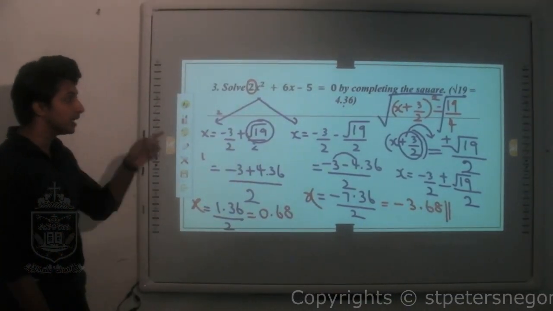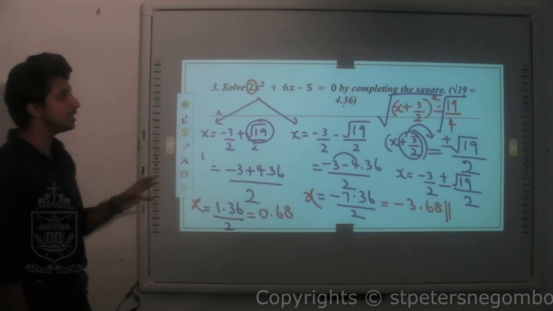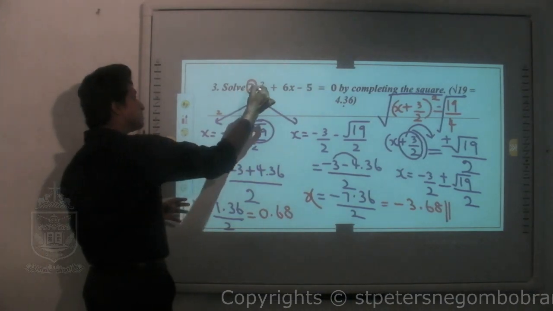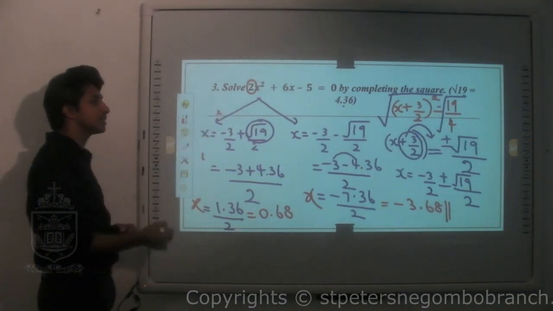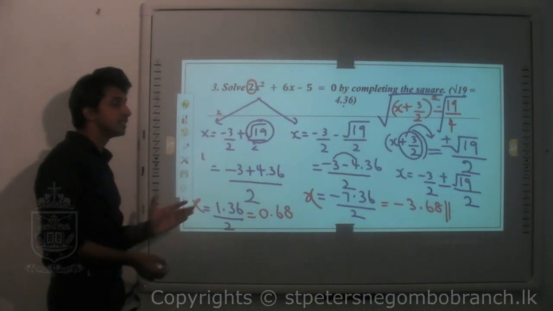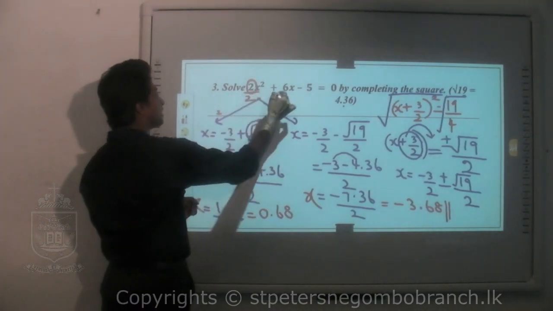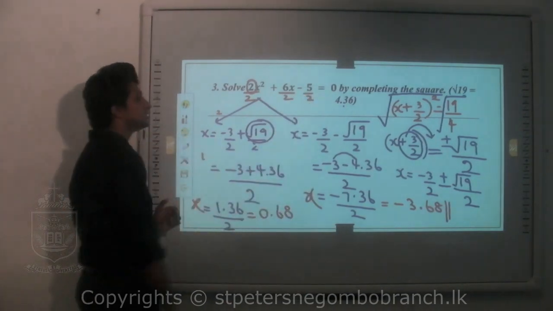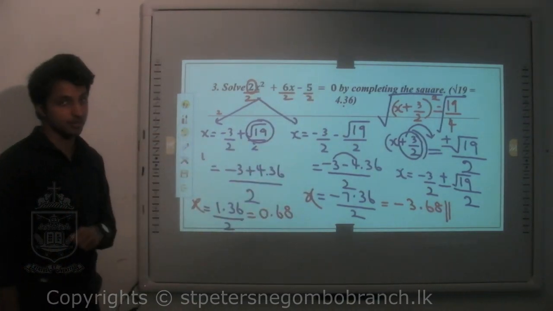So those will be the two answers I will get for the value of x from the completing squares method in this question. The only change we made in this question was that because it had another number in front of x squared, we had to divide the entire equation by that particular number and start doing the question.